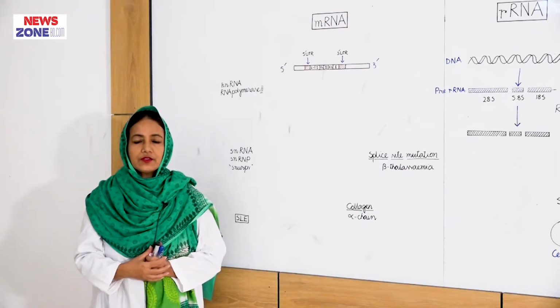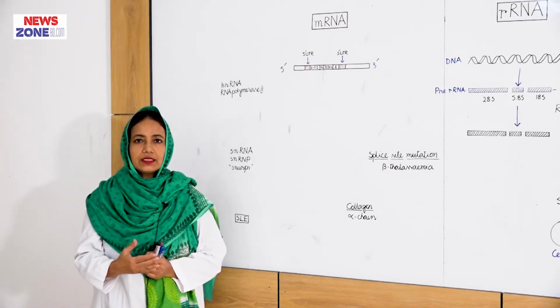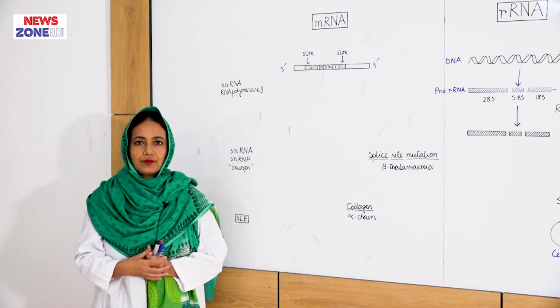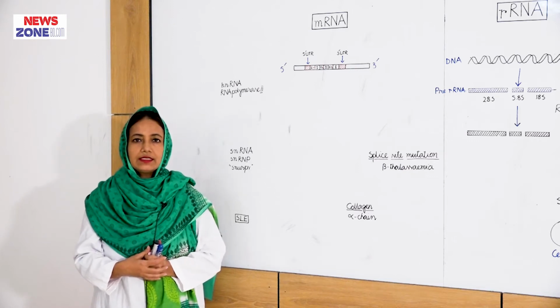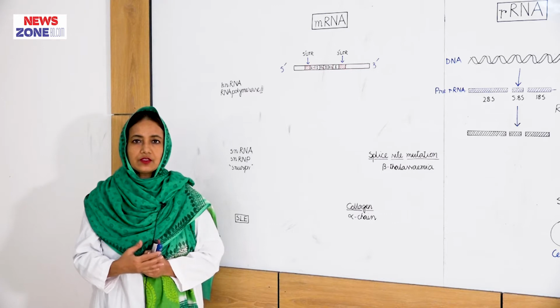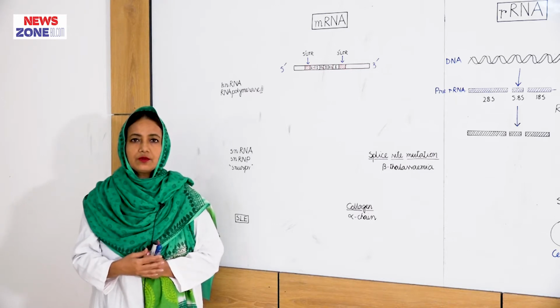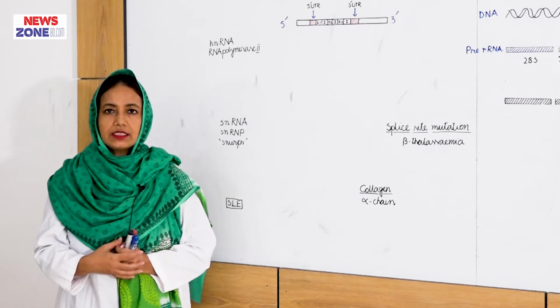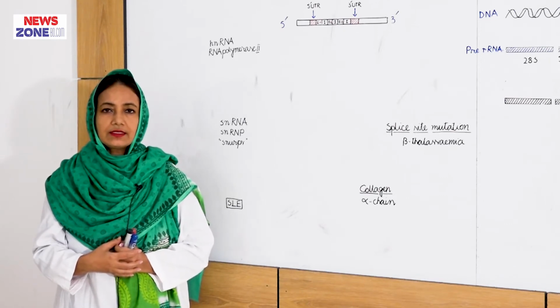All three major types of RNA, that is the messenger RNA, transfer RNA and ribosomal RNA, undergo post-transcriptional modification, except the prokaryotic messenger RNA, that is the same as its working copy. So it does not need any modification. But the eukaryotic messenger RNA needs extensive modification after their synthesis.